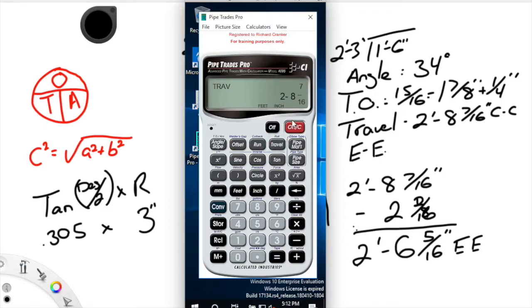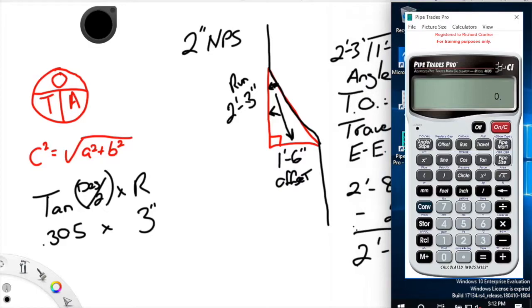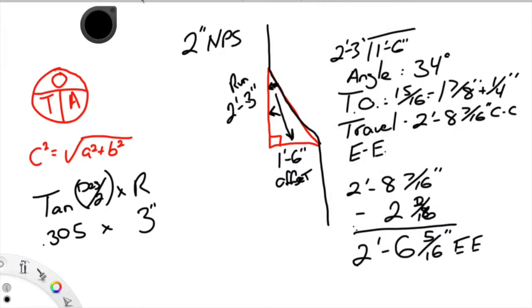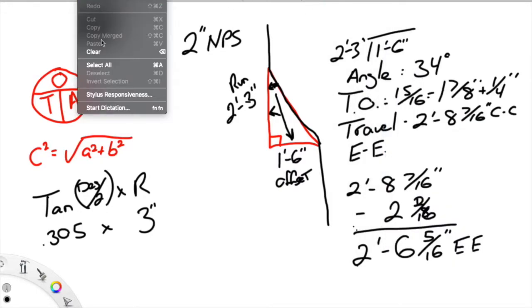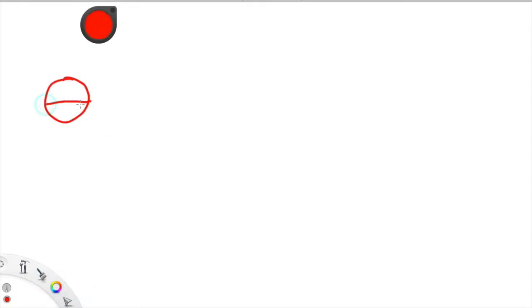Alright, clear that out. We'll do one more. Alright. Now we'll do one more. Okay. Got our little circle up here. Our alternative method.